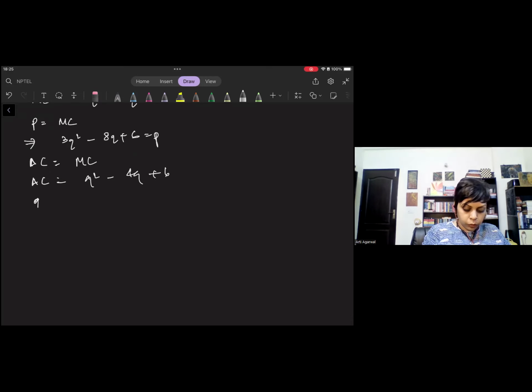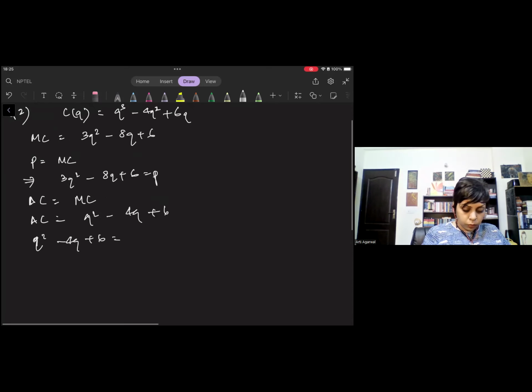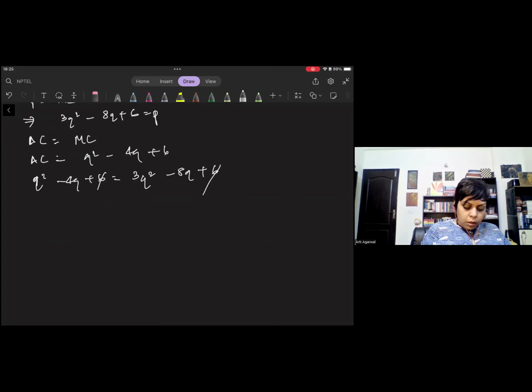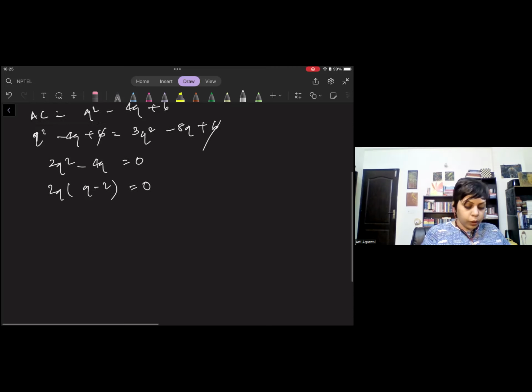So q square minus 4q plus 6 is equal to 3q square minus 8q plus 6. The 6 gets cancelled. So we're getting the same kind of answer, but okay. It's q square minus 8q plus 4q minus 4q is equal to 0. So this is how you were getting q equals 2.